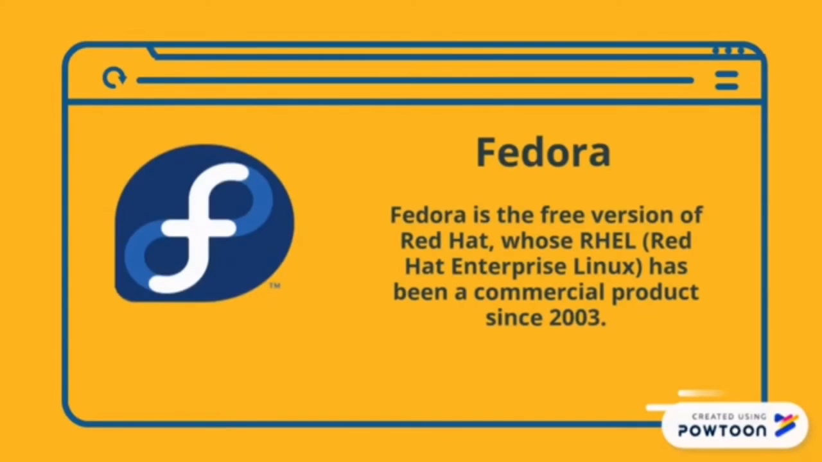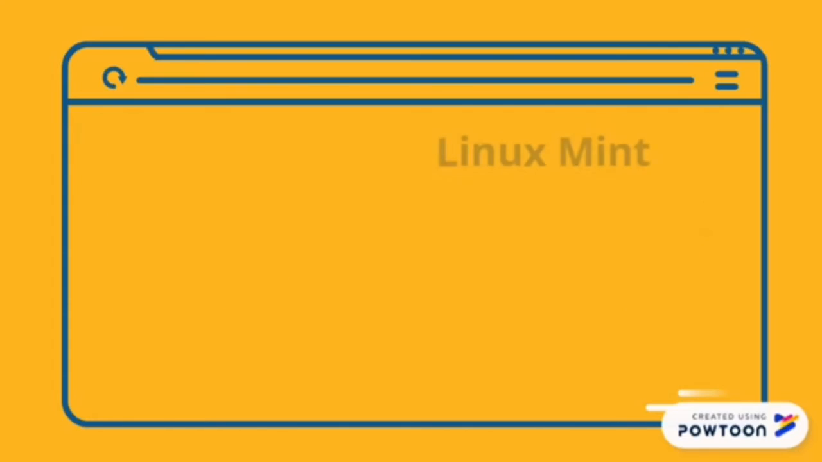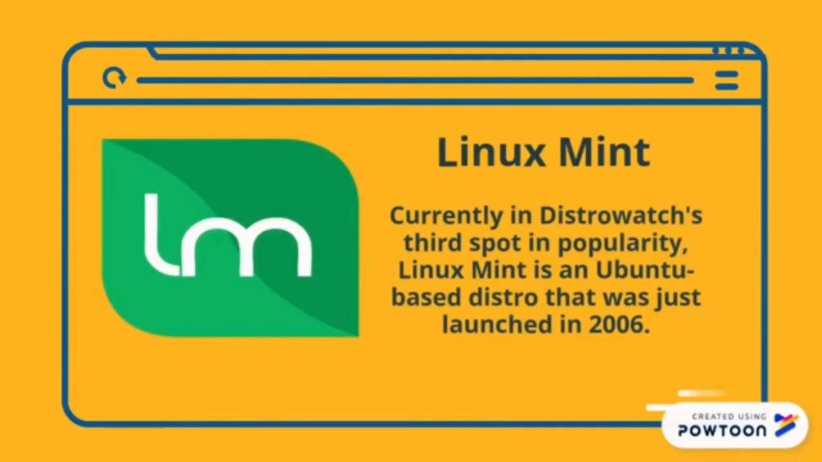Fedora. Fedora is the free version of Red Hat, which has been a commercial product since 2003. Linux Mint, currently in DistroWatch's third spot in popularity. Linux Mint is an Ubuntu-based distro that was just launched in 2006.